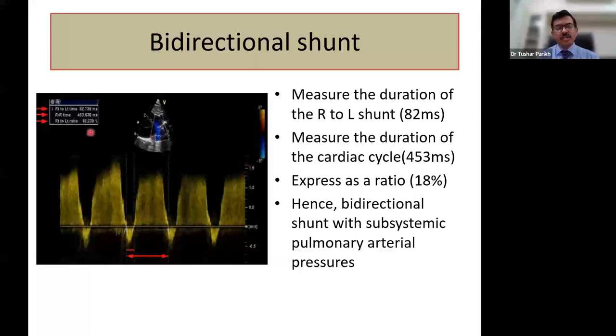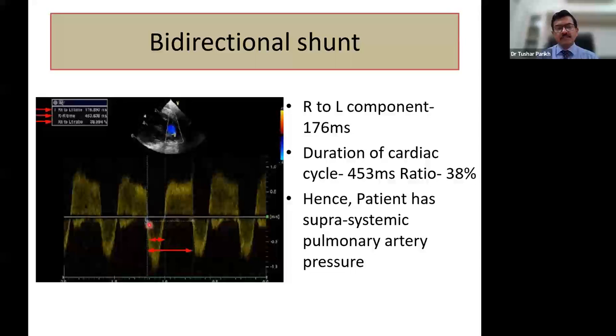So what you do here is calculate the left to right shunt velocity, calculate the pressure gradient difference, and subtract this difference from the systolic blood pressure in the systemic arteries. So if your systolic blood pressure is 40, you subtract this reading, which comes around 5 or 6, and that will give you the right ventricular peak systolic pressure or main pulmonary artery pressure.